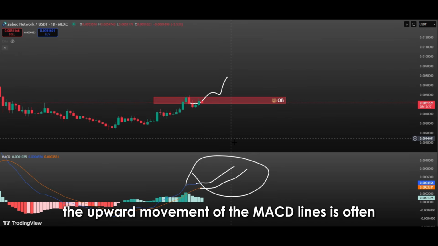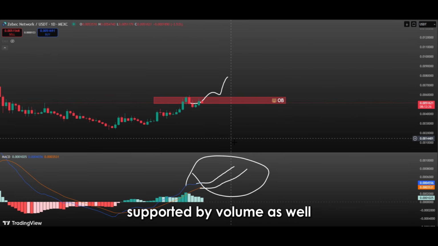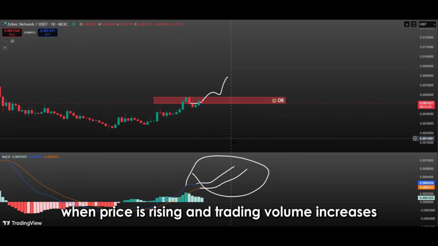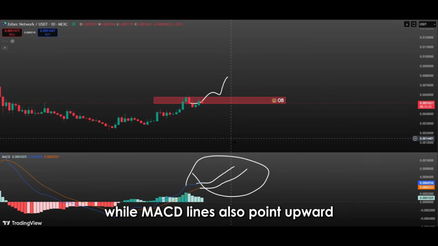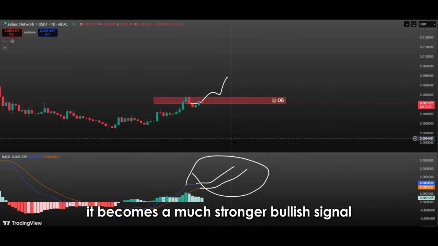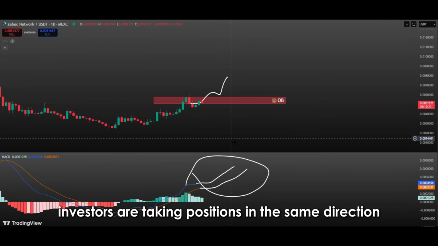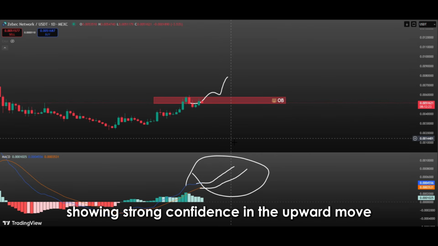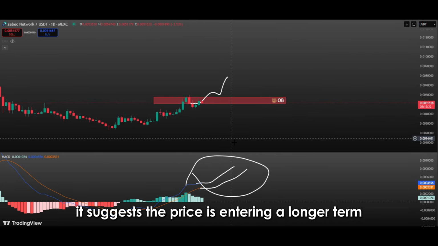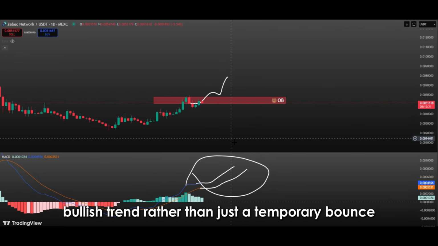The upward movement of the MACD lines is often supported by volume as well. When price is rising and trading volume increases while MACD lines also point upward, it becomes a much stronger bullish signal. This indicates that many investors are taking positions in the same direction, showing strong confidence in the upward move. As a result, it suggests the price is entering a longer-term bullish trend rather than just a temporary bounce.